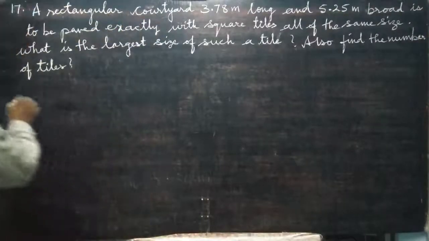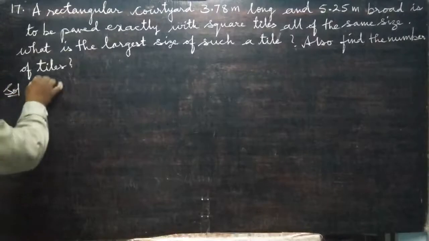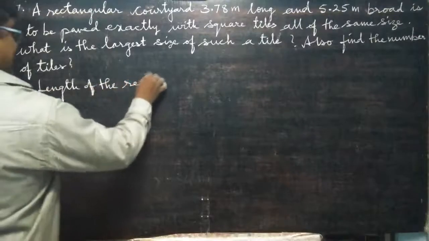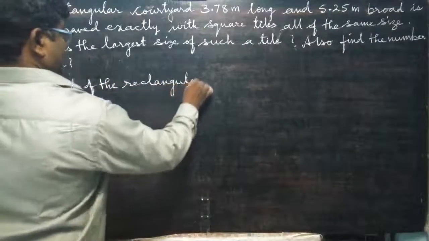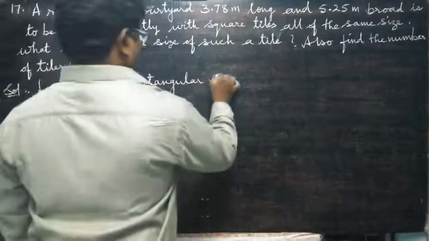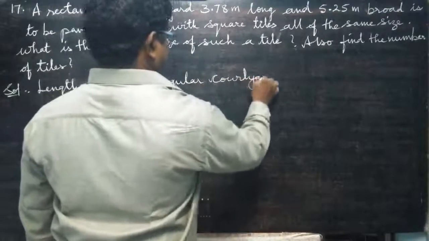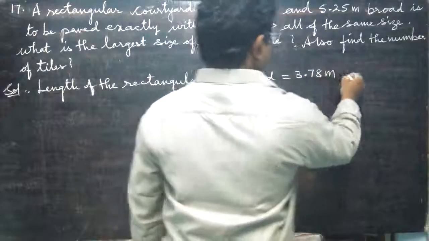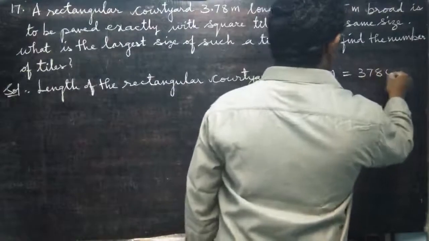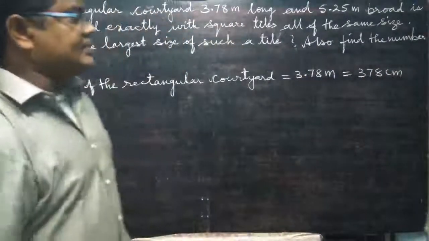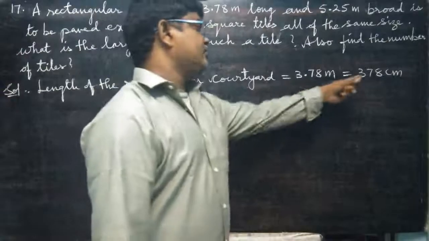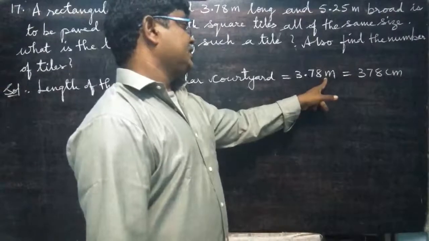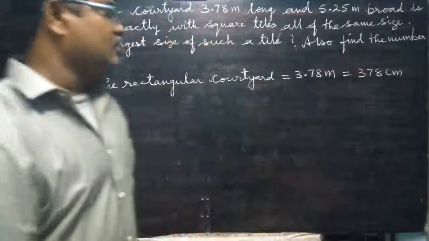Rectangular courtyard. So, solution, length of the rectangular courtyard is equal to 3.78 meters. Convert into centimeters, multiply by 100. 1 meter is equal to 100 centimeters. If you multiply with 100, the decimal will move two digits forward. So 378 centimeters. This is all known.